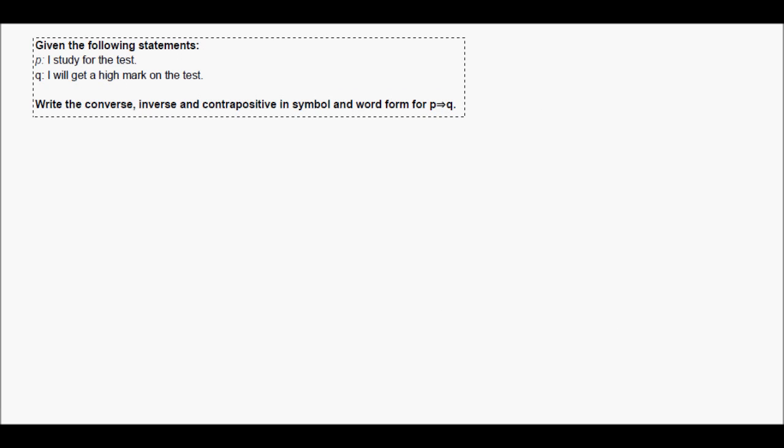Okay, so in the last one here, I just want to do some converse, inverse, and contrapositive in symbol and word form, just to get going here. So write the converse, inverse, and contrapositive in symbol and word form for if P then Q. Okay, no problem. So the converse is just when you switch it. So it's going to be Q then P. And how would we say that?